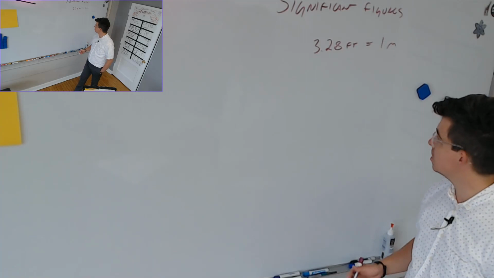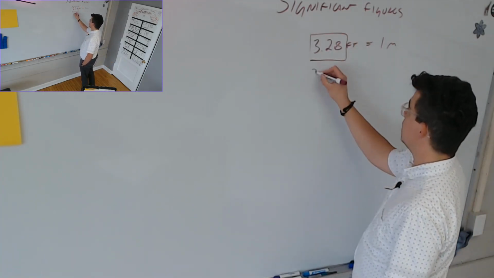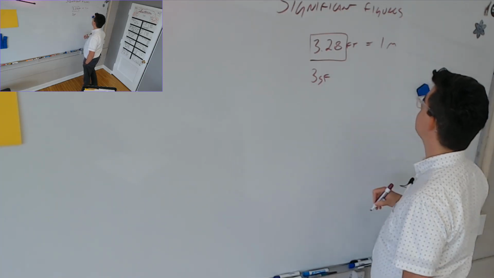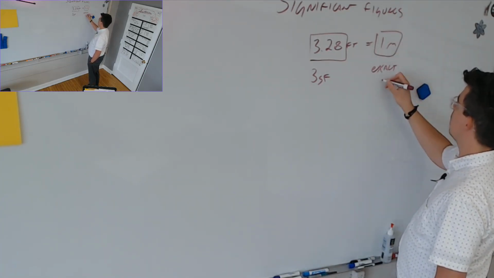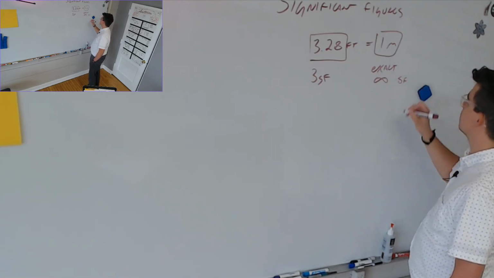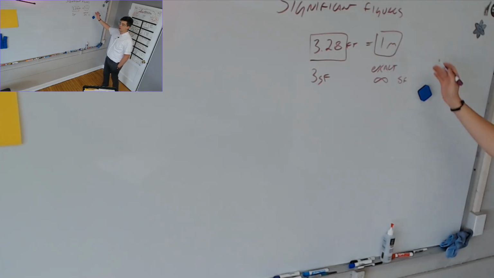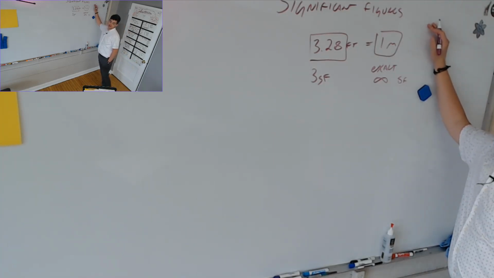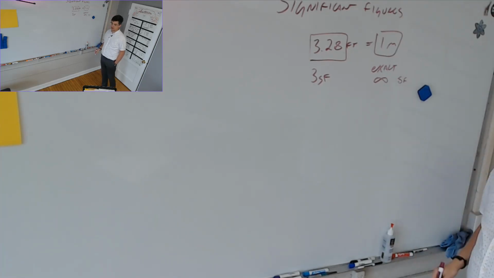Precision. This is precise. This is exact to 3 significant figures. This is an exact value. It has infinite sig figs, significant figures. It is 1. It could be 1.000000 if you needed it to be, but it is exactly 1. That's what the word exact means.